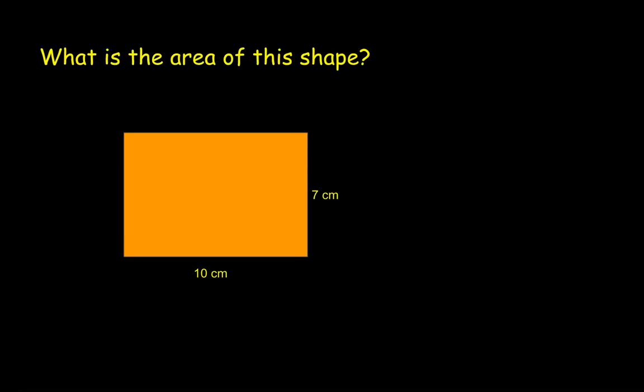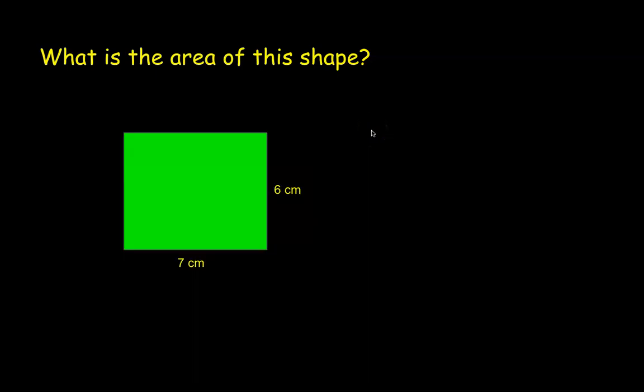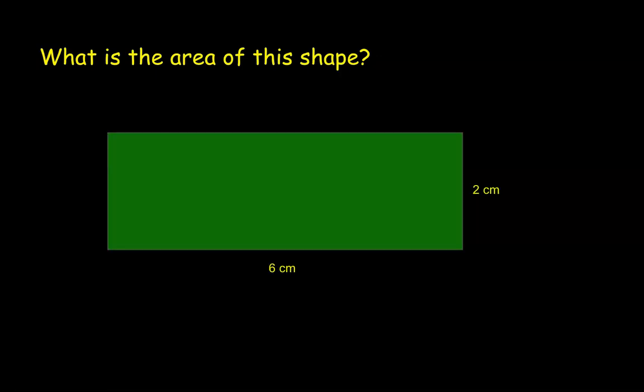Right, what's the area of that? Well, what you can see now is that the grids have disappeared. Shouldn't be a problem though. If you need to think, just pause the video. Answer is 70 square centimeters. 10 times 7. Right, again, pause if you need to think about it. 42 square centimeters. And that one, again, pause if you need to.